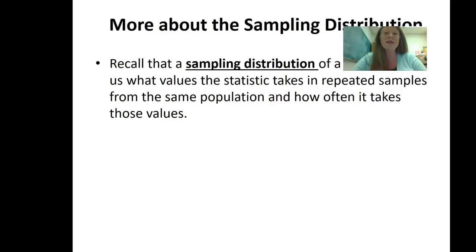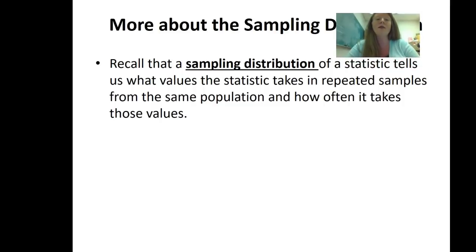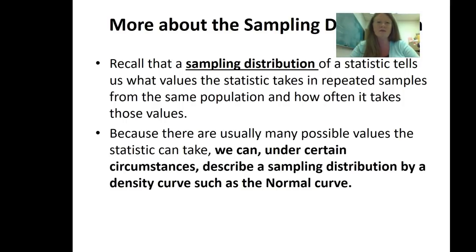So again, more about this idea of a sampling distribution, and I know I've said this already. I'm going to keep saying it because it's super important. But remember that a sampling distribution of a statistic tells us what values the statistic can take in repeated samples from the same population and how often it takes those values.